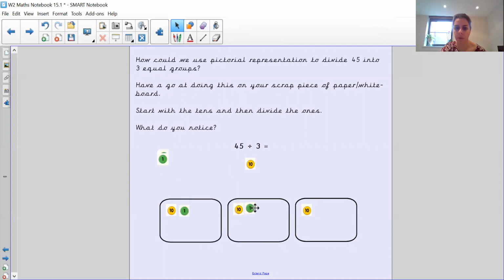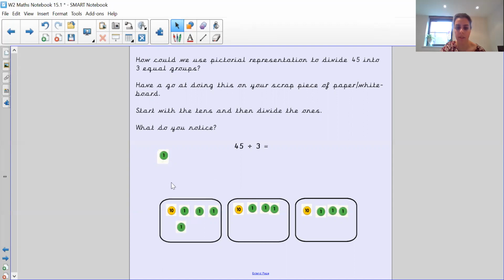1, 2, 3, 4, 5, 6, 7, 8, 9. I've still got 1 left, but that's okay because we've still got 5 to divide into 3. So this 10 we've used now, so I can delete this 10 because we've split that into our ones here. 1, 2, 3, 4, 5, 6, 7, 8, 9, 10. I can delete that one there. Now we've got our 5 ones and the one we had left over from that 10. So I can carry on dividing that.